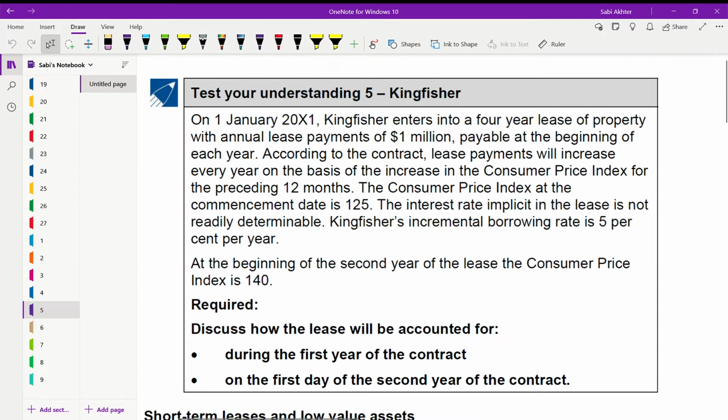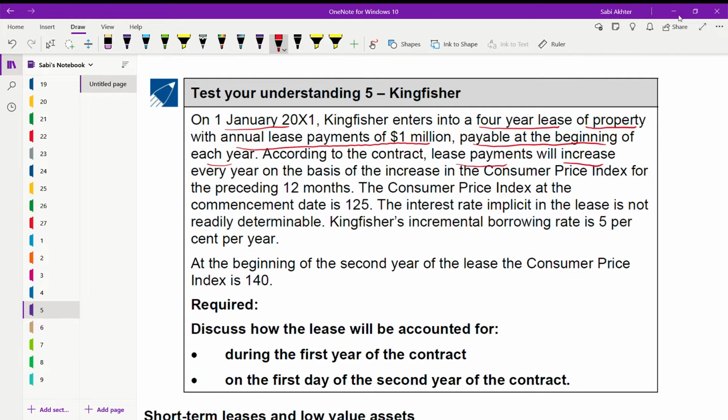Now let us go to the fifth one. 1st of January 2001, Kingfisher enters into a 4-year lease of property. This is a property with annual lease payment of 1 million payable at the beginning of each year. So this is payable at the beginning of each year. According to the contract, lease payments will increase every year on the basis of the increase in the consumer price index for the preceding 12 months. Okay. So this lease payment will increase.